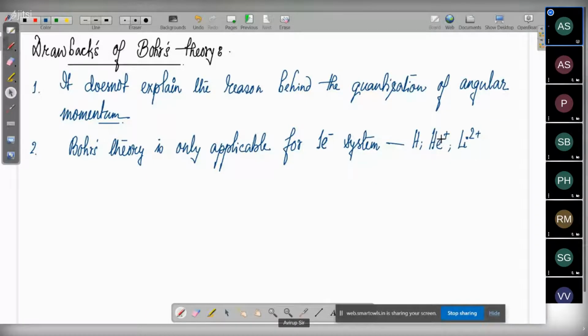Why is it applicable for helium plus? Because helium normally has 2 electrons. So if you remove 1 electron from helium, 1 electron will be left behind.